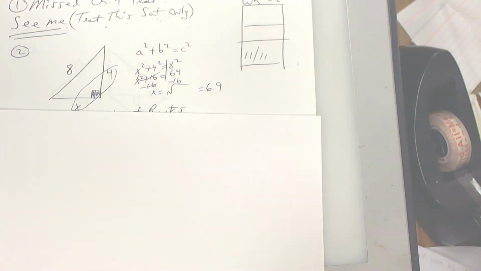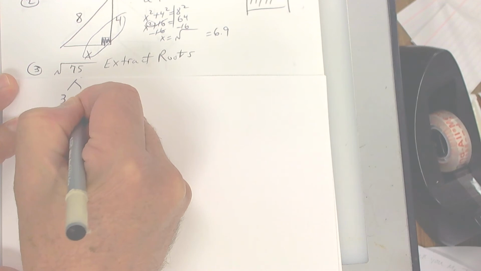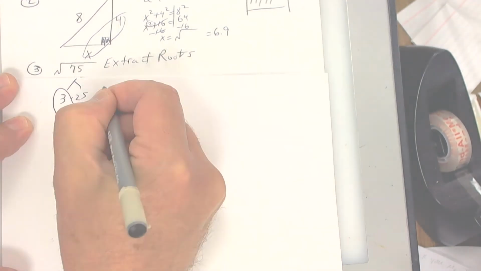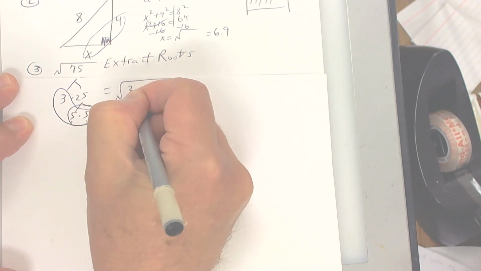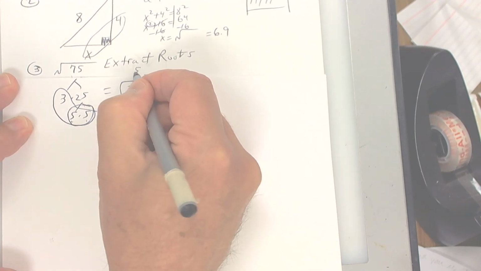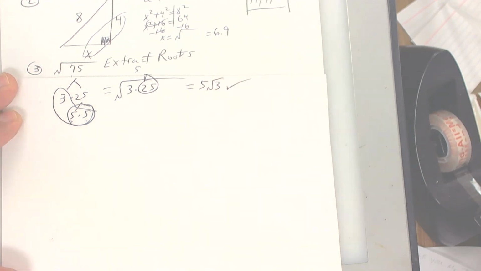Okay, make sure you can do Pythagorean's theorem. Whenever you see a right triangle, you need to be suspicious or know that it is Pythagorean's theorem. This one is extract. 2 doesn't work, so 3 does. 3 times 25. 25 is 5 times 5. This is called a perfect square. So 5 times 5 is 25. So 3 times 25 is 75. The square root of 25 is 5. So your final answer is going to be 5 square root of 3. Make sure you know how to do that.